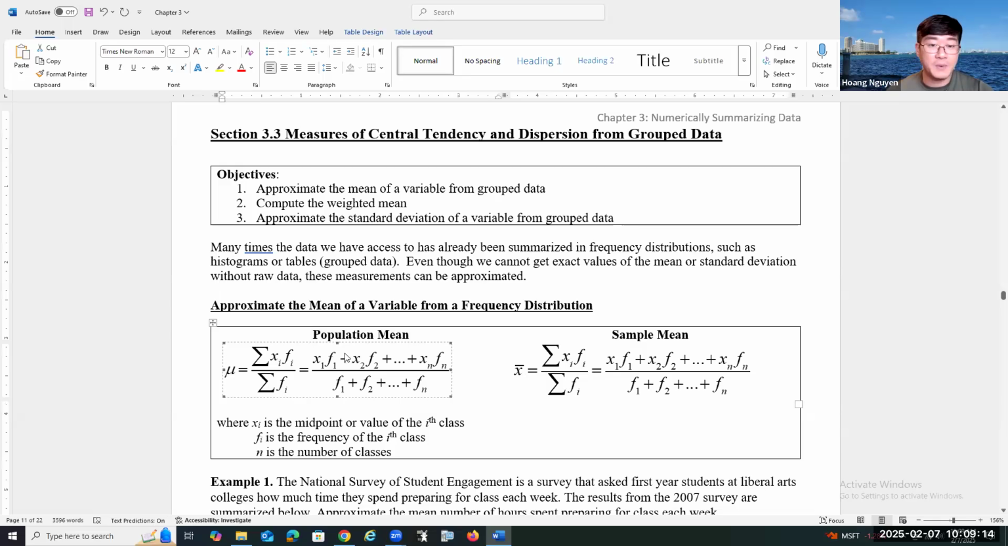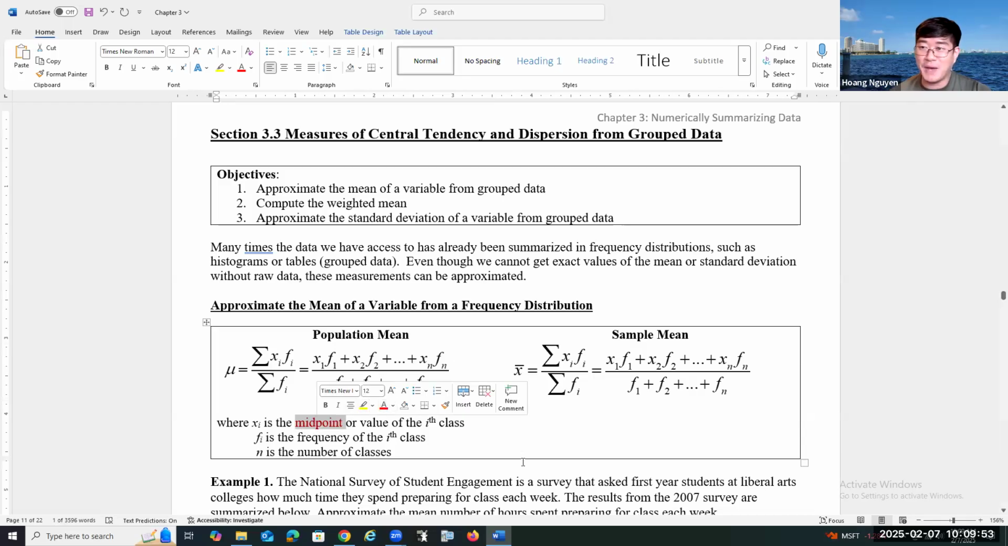The population mean is equal to the summation of xi times fi divided by the summation of fi. This is the summation notation. We take x1 times f1 plus x2 times f2 plus x3 times f3 and so on, repeating that for the rest of the data. We take that total and divide it by the sum of all the frequencies, f1 plus f2 plus f3 plus fn. In this calculation, xi, or x1, x2, x3, is going to be the midpoint.